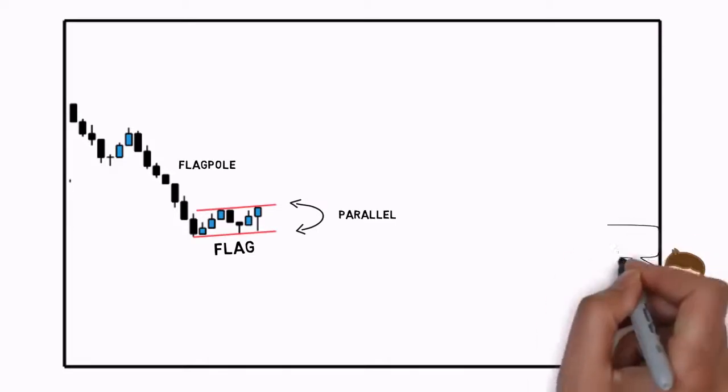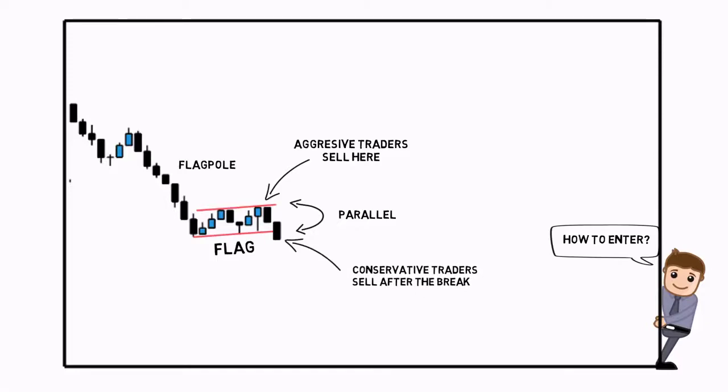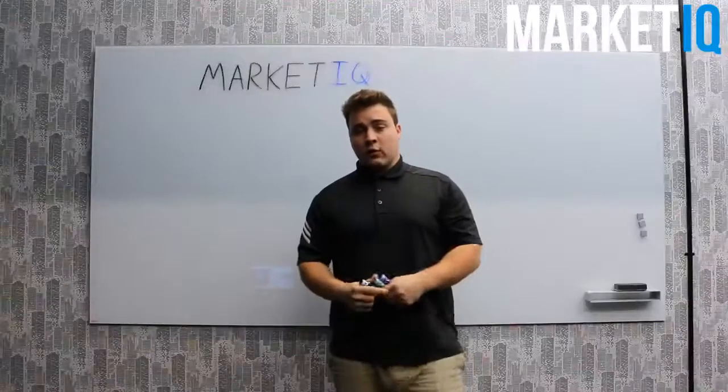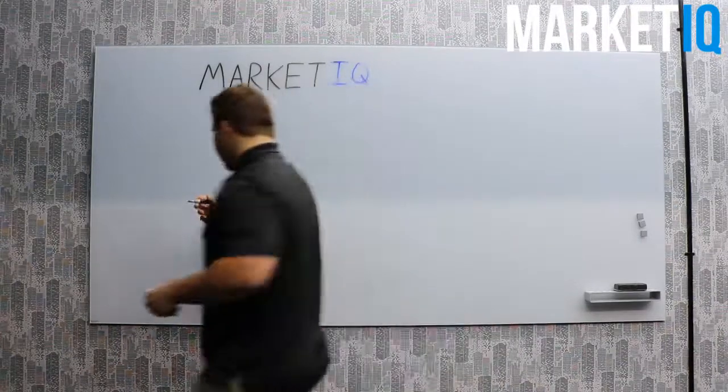There are two basic approaches to enter the market with this pattern. Aggressive traders will enter at the top of the flag for the maximum profit. Conservative traders will wait till the price has broken out from the formation and only then enter the market. The price target for this formation should be the height of the flagpole measured down from the top of the flag.